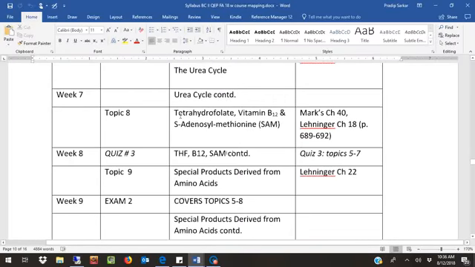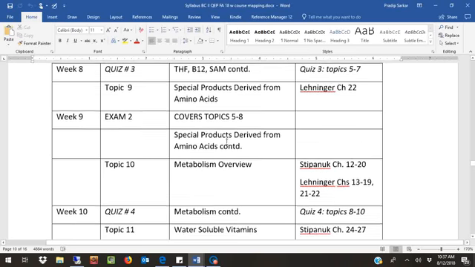Next, in topic 8, we are going to talk about the one-carbon group transfer reaction. We are partially starting our vitamin chemistry, but not everything. We are going to talk about special reactions performed by tetrahydrofolic acid, vitamin B12, and the specially modified amino acid S-adenosylmethionine. Then we are going to talk about how different amino acids can produce some special products in our systems.